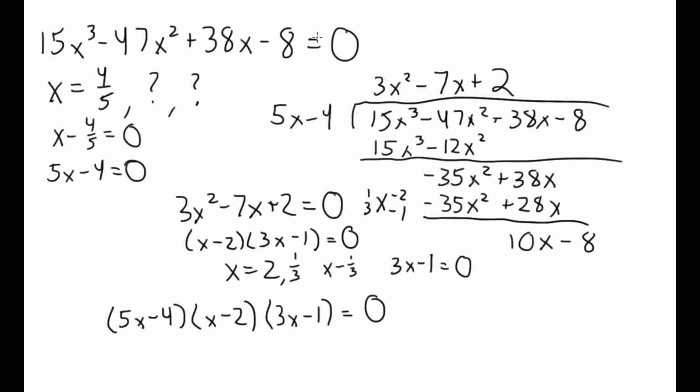And what you want to check to make sure your leading coefficients match up. So what we're going to do here is just multiply the coefficients of the first term in all of these groups. So 5 times 1 times 3 is 15, and that matches up with the original. So that shows you that you have all your coefficients lined up.